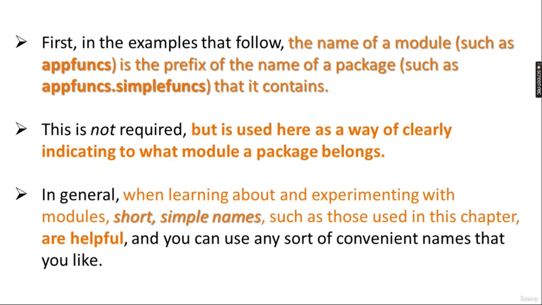A few words about module names are appropriate. We will start with how to name a module. The name of the module, such as appfunctions, is the prefix of the name of the package, appfunctions.simplefunctions. So the name of the module is the prefix of the name of the package that it contains. So the package name will be written as module name dot package name. You have to remember this. This is not required, but it is used here as a way of clearly indicating to what module a package belongs, to avoid conflict.